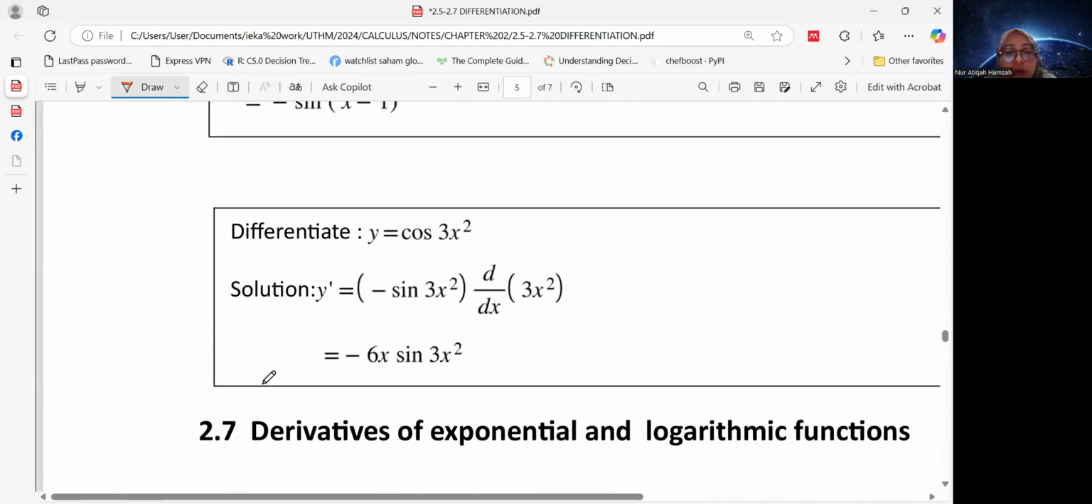Okay. Another example, differentiate y equals cos 3x squared. So we got negative sin 3x squared, d over dx 3x squared. So 3x squared dapat 6x. So dia akan jadi 6x kat sini. So 6x times negative sin 3x squared. So the final answer will be negative 6x sin 3x squared.